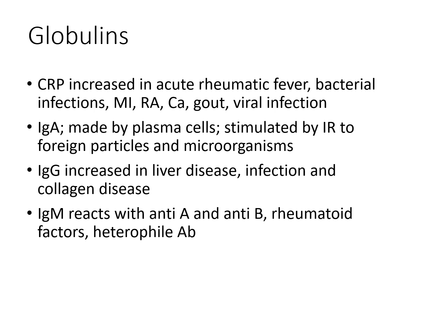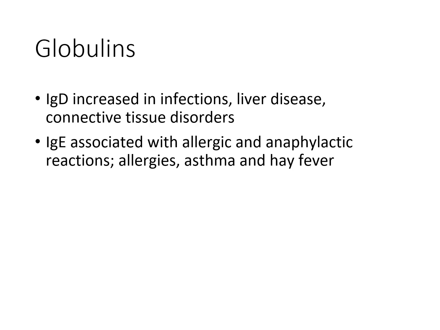So immunoglobulins, we have different ones of those, which I'm sure you have heard of before. IgA is produced by your plasma cells. It is stimulated by the immune response to foreign particles and microorganisms. IgG is increased in liver disease, infections, and collagen disease. IgM will react with anti-A and anti-B blood group antibodies. So when you have a blood transfusion reaction, that's the one that's coming out. It's IgM, and it reacts with rheumatoid factors and heterophile antibodies. And we have IgD, which is increased in infections, liver disease, and connective tissue disorders. IgE is associated with allergic and anaphylactic reactions, and it's involved in allergies, asthma, and hay fever.